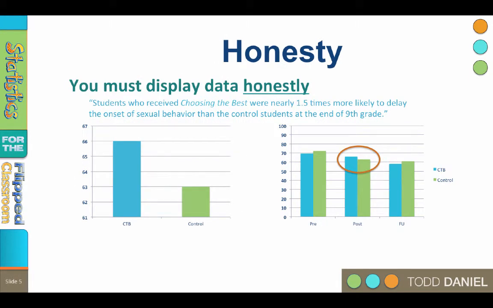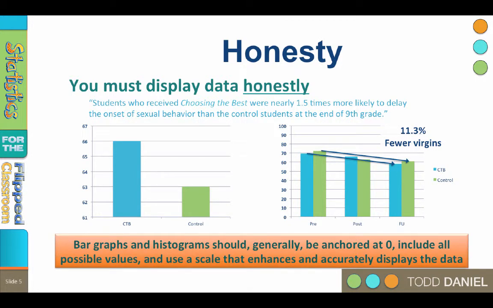Furthermore, when you compare the blue bars and the green bars from the beginning of the program to the 3-month follow-up, you'll see that they both drop the same 11.3 percentage points, which is to say there are 11.3% fewer virgins in both the abstinence only and the control programs 3 months later. What conclusions about program effectiveness do you draw now? Do you see evidence of massive success, or a program that works no better than a control group? Bar graphs and histograms should, generally, be anchored at 0.